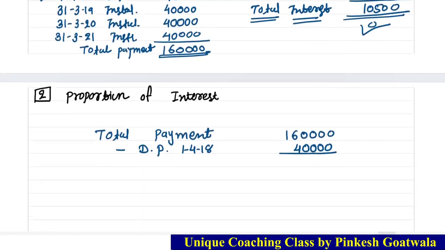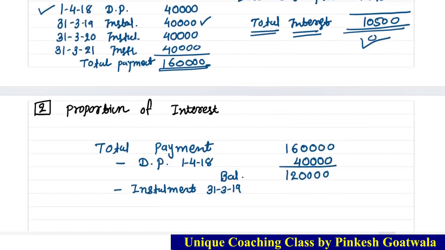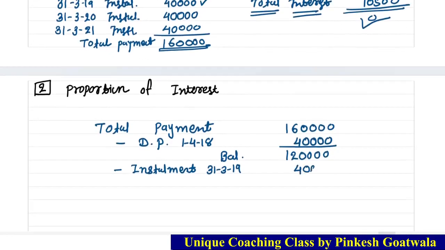So the down payment of 40 was given, so 120 is called the balance. That is the balance that remained. Then we pay an installment. When? 31st March 19. How much installment did we pay? That is the same 40,000. So now what's the balance remaining? Balance remaining 80,000.